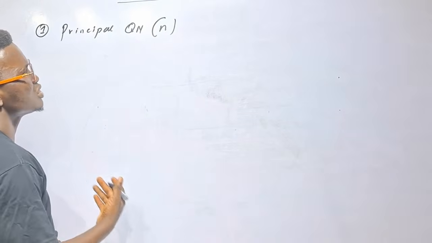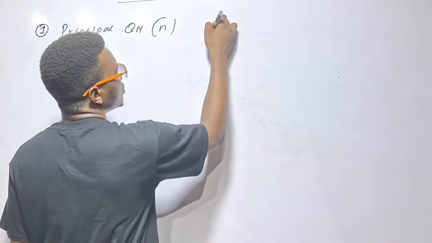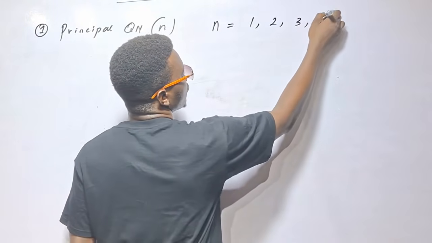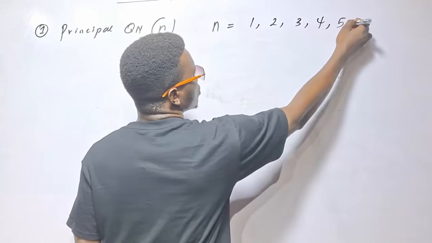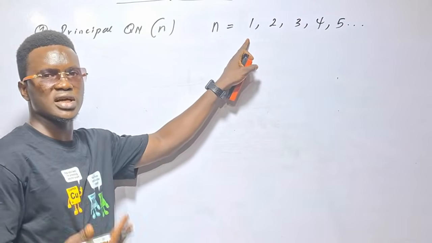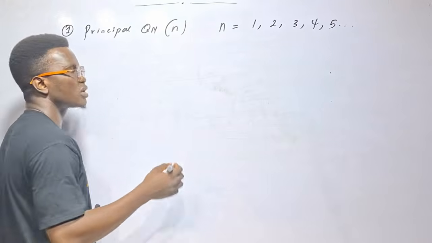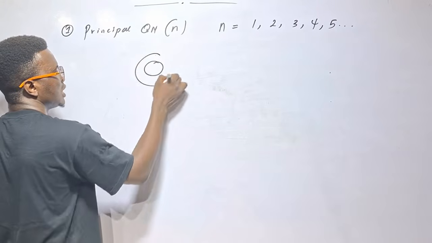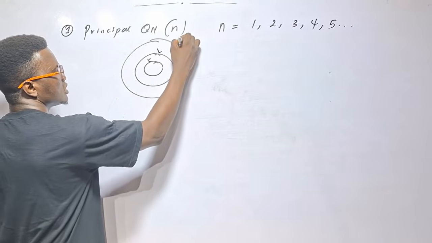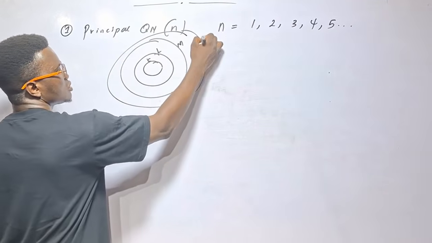So you will see this a whole lot of times. They will give you that n is equal to 1, 2, 3, 4, 5, and so on. Now when n is 1, they can ask you which shell is that. So when we're talking about the structure of the atom, we have something like this. We have the K shell, the L shell, the M shell, and so on, even to the N shell.